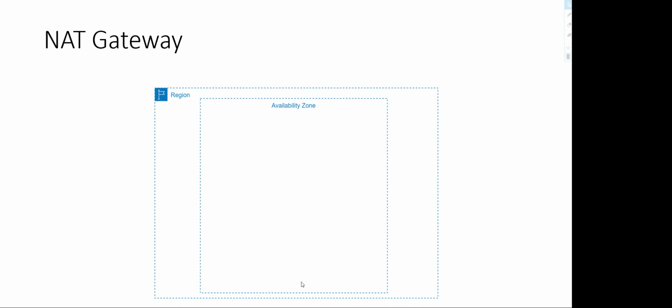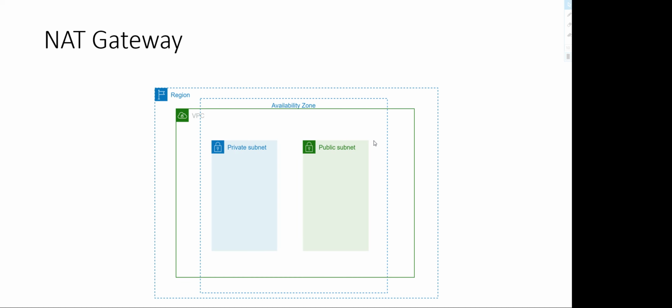So we have a region, and within that region, suppose we have an availability zone. Within this availability zone we have created a VPC having a private subnet and a public subnet. After that, you can see we have created an EC2 instance in the private subnet with a security group, and also an EC2 instance within this particular public subnet along with its related security group.